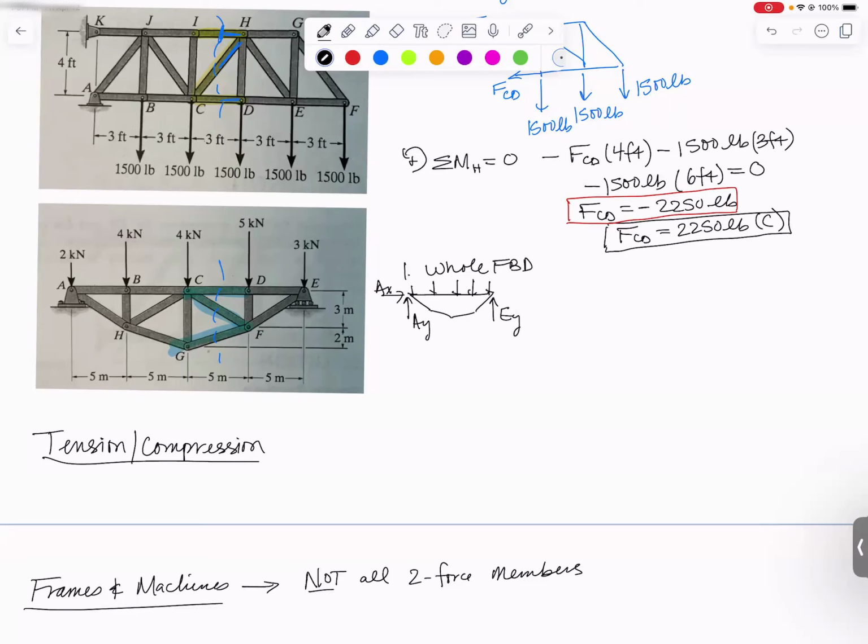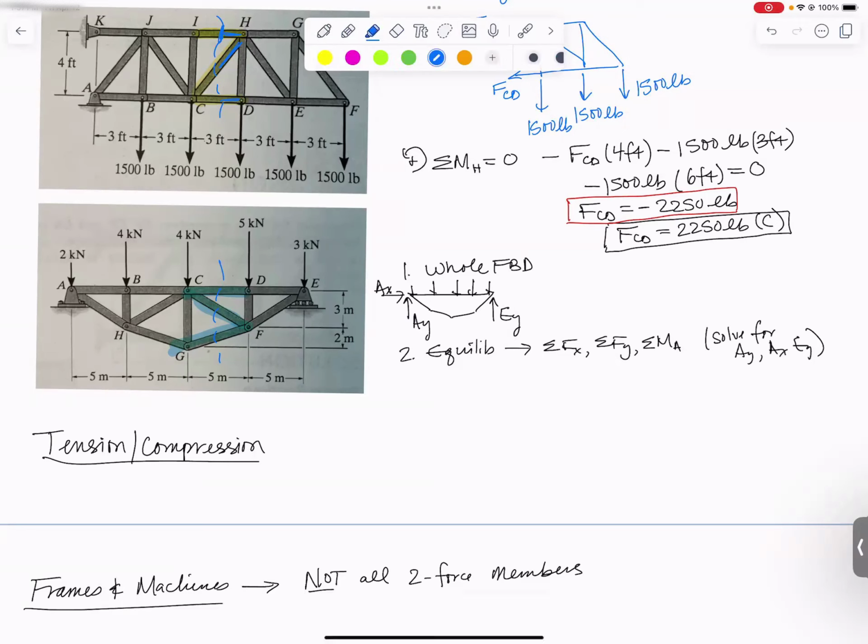We'll do that using our equilibrium equations. And we're going to sum forces in the X, sum forces in the Y, and sum moments, probably about point A or point E, either one will work, and solve for those unknowns. Solve for AY, AX, and EY. Now, this problem asks for what's happening in CD, CF, and FG.